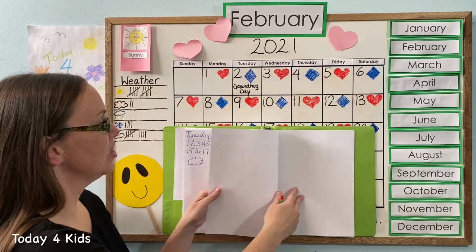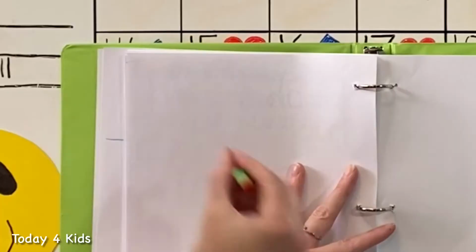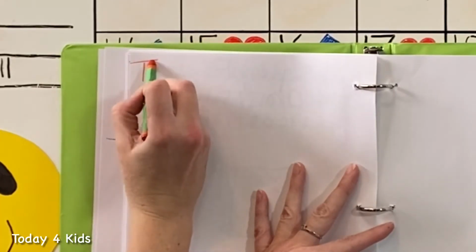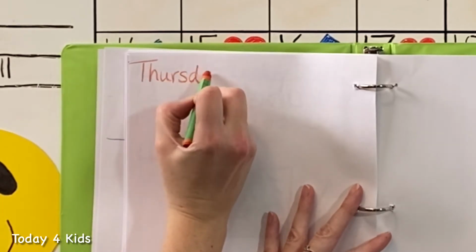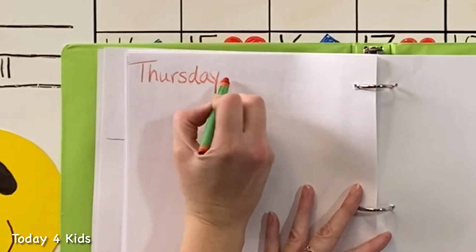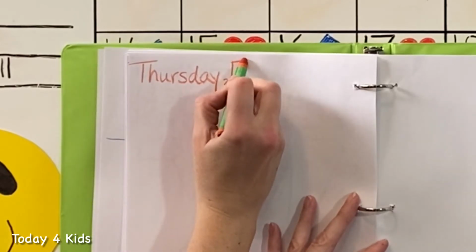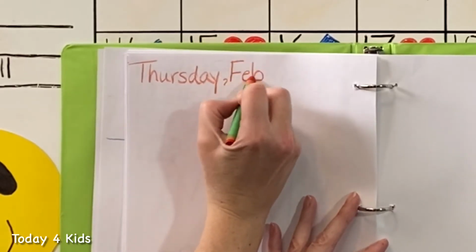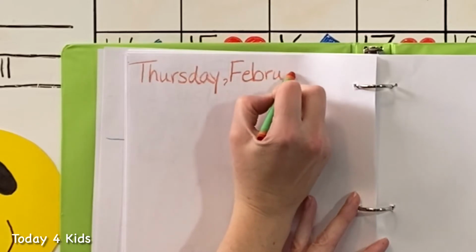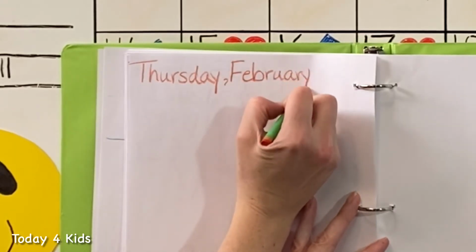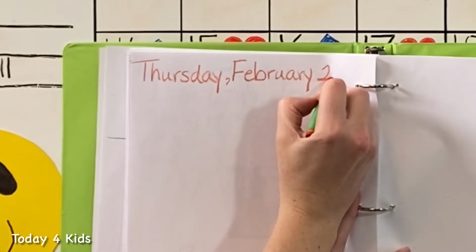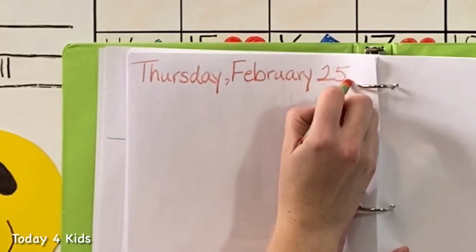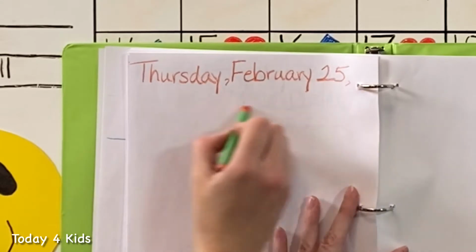We'll flip the page to today, which is Thursday. We'll put capital T, H, U, R, S, D, A, Y, comma, and then in February, capital F, E, B, R, U, A, R, Y. And then it is the 25th, so I'm going to put a 2 and a 5, and then a comma, and I ran out of room, so I'm going to come down and go back over here.